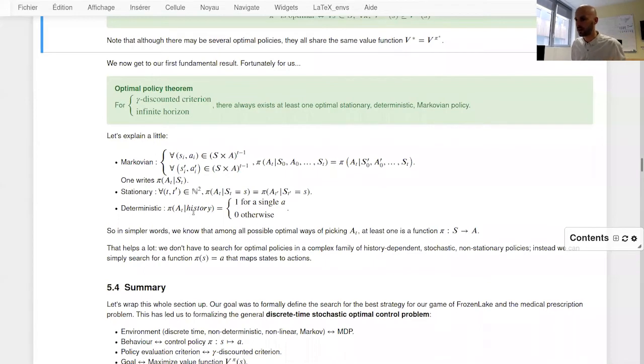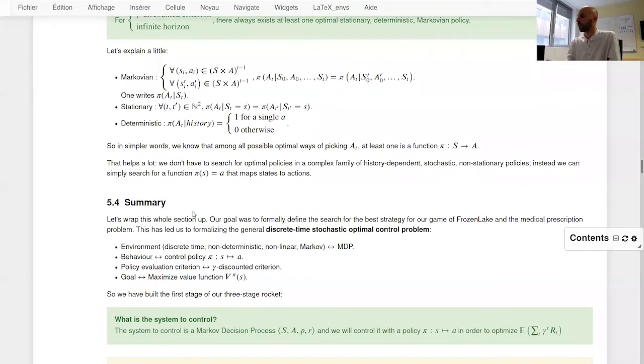So what this theorem tells us is that among all possible policies, so among all possible ways of picking A_t at time step t, at least one of these ways is a function that is deterministic, stationary, and only depends on the current state. So it's a mapping from S to A. This actually helps a lot because this is what we're looking for when we want to control our problems. We're looking for policies. And so right now, we know that we don't have to search for optimal policies in a complex family of history-dependent, stochastic, non-stationary policies. Instead, we can simply search for a function pi of s equals a that maps states to actions.